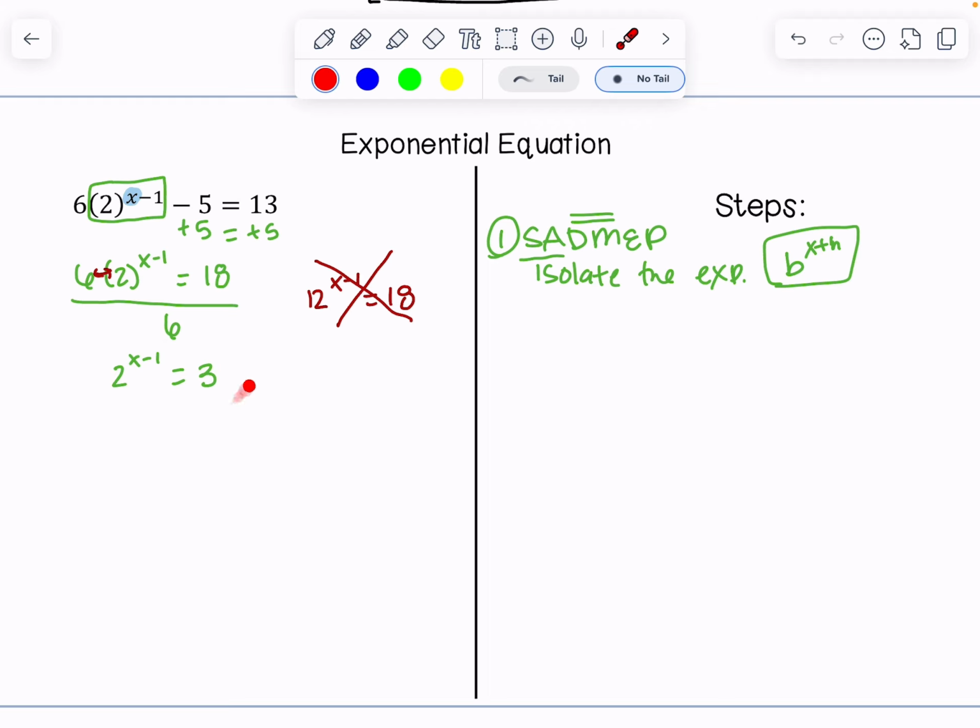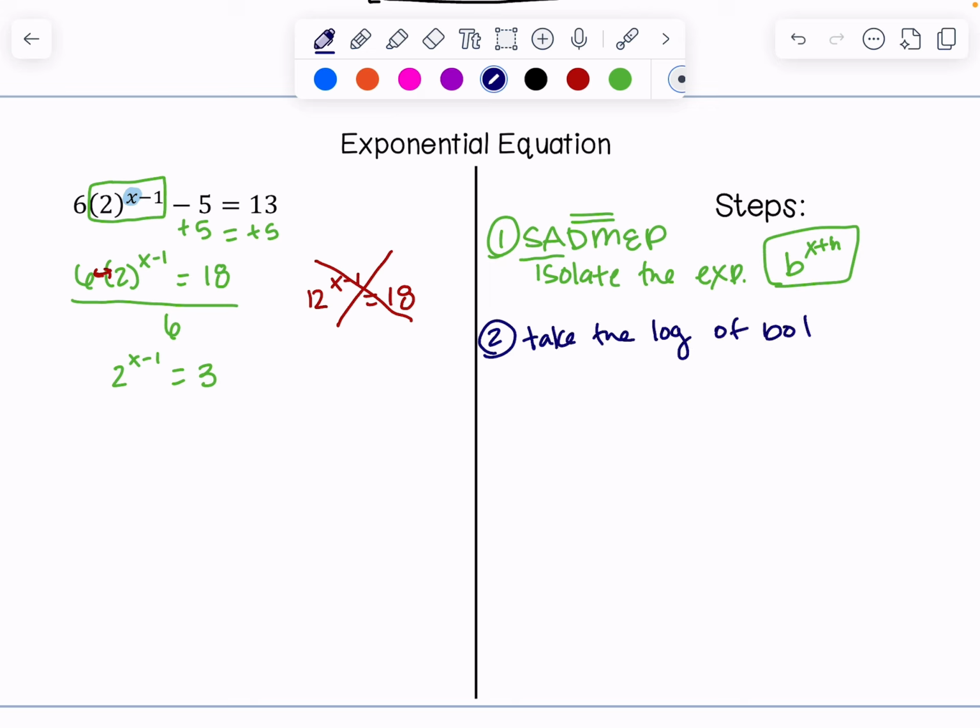Now, at this stage, this is where I said we could see if we could rewrite our bases as the same number. But there's no way that I can rewrite 3 easily as a perfect power of 2. So instead, we're going to utilize a logarithm. There are different ways to go about this stage, but what I have found the most useful is to take the log of both sides. So just like you can divide on both sides, you can add on both sides, you can take the log on both sides.